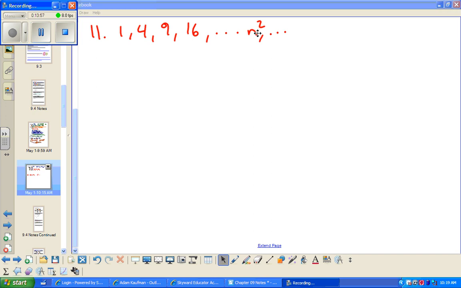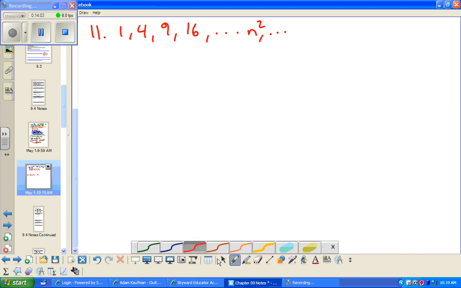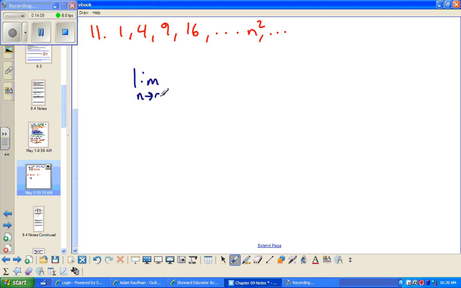But either way, what we would do is we would be looking at the limit as n approaches infinity of that n squared. Well, as n approaches infinity, what's this going to approach? Infinity. It's going to keep getting bigger and bigger. Since that's not a specific number, we say it diverges.